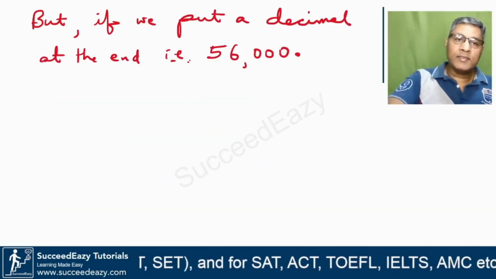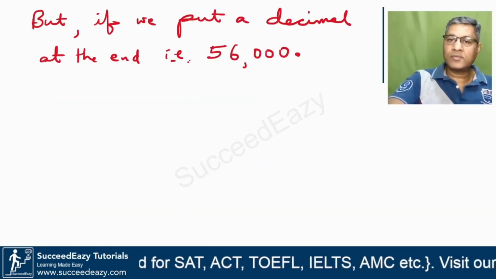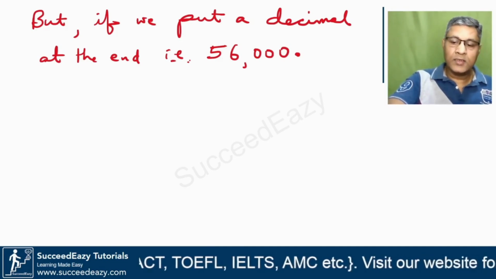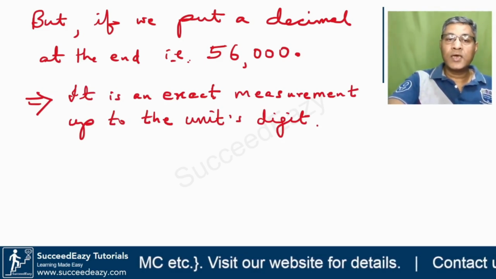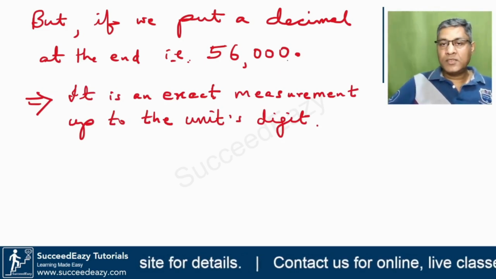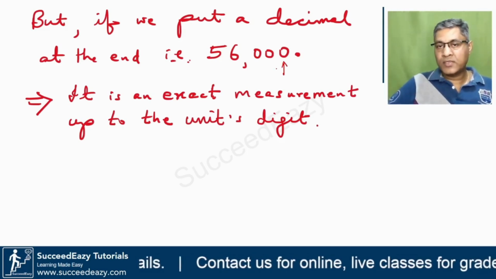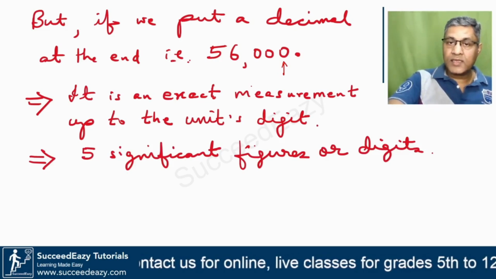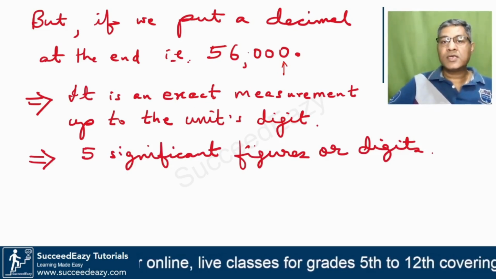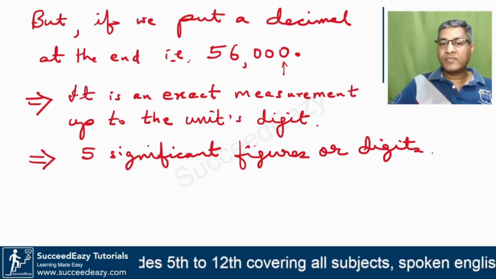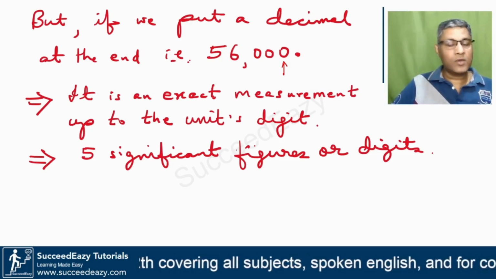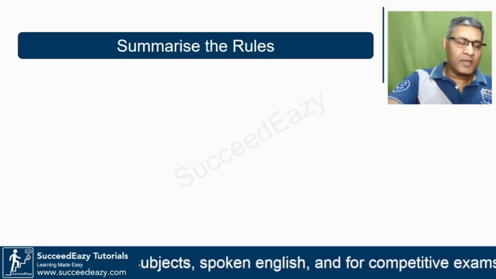But if we put a decimal at the end of 56,000, like you see on the screen, then it is an exact measurement up to the units digit. This means that we have exactly measured up to this units digit. So in this case, we will count these trailing zeros, and it will become 1, 2, 3, 4, 5. That is 5 significant figures or digits. So let's summarize the rules now.